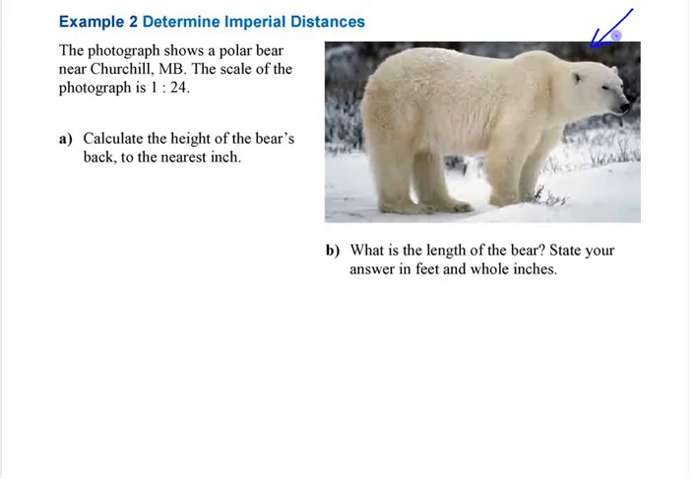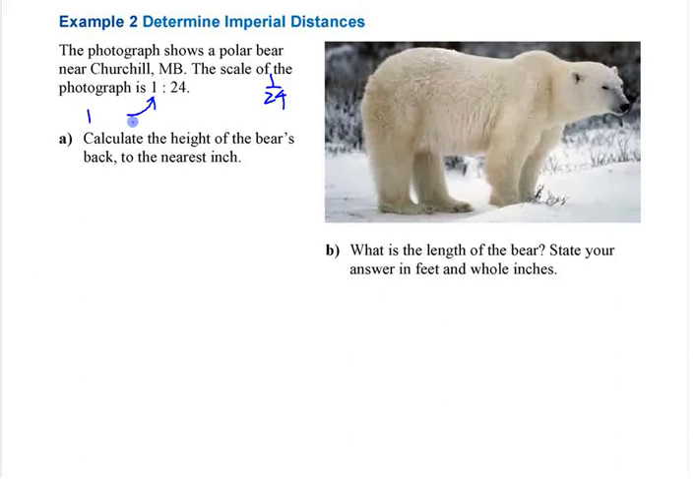All right. This is a photo. Obviously, it's like a scale drawing, right? Because it's an enlargement or a reduction of something in reality. Obviously, a polar bear is a lot bigger than this. The scale on this, it says, is 1 to 24. What does that mean when you say the scale of this photo is 1 to 24? It's 1/24th of the real thing. The scale factor is 1/24th.